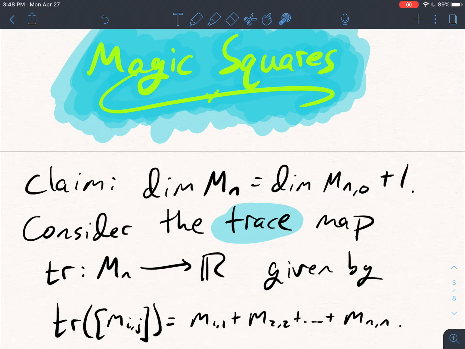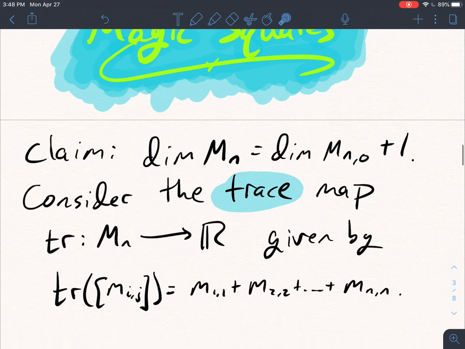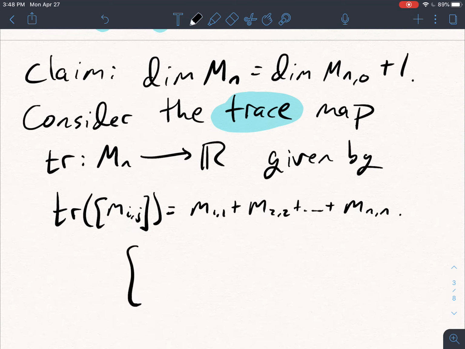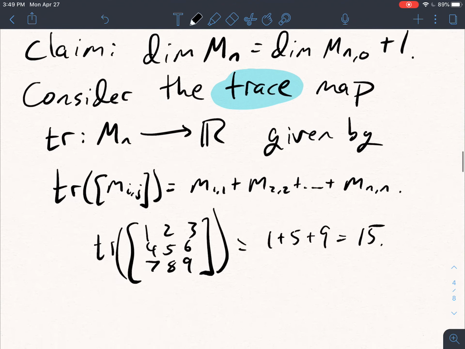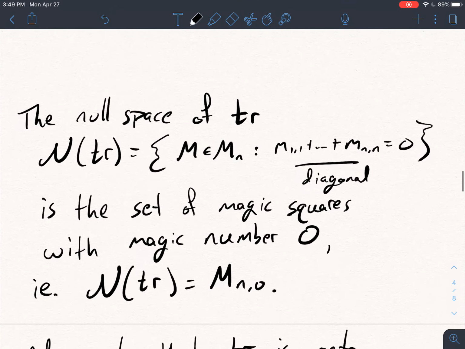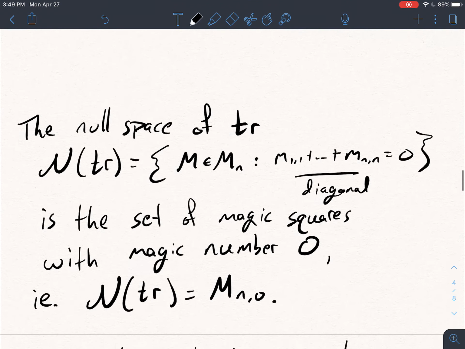The trace map is given by the following. The trace of a matrix whose entries are m_ij, where i and j are both ranging over 1 through n, is the sum of its diagonal entries: m_11 plus m_22 plus all the way up through m_nn. So really all this map is doing is taking a matrix and adding up its diagonal entries. If you take the trace of the matrix 1, 2, 3, 4, 5, 6, 7, 8, 9, it's just the sum of the diagonals, which would be 1, 5, and 9, and this would be 15 in this case. Okay, cool.